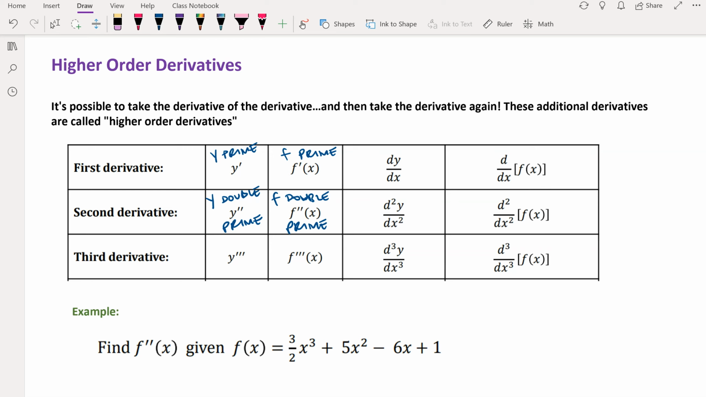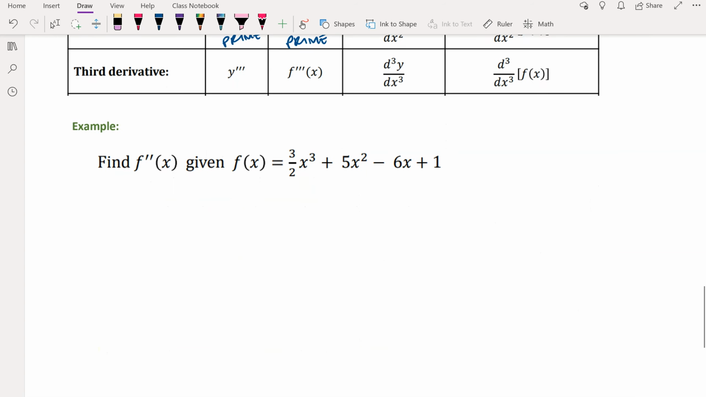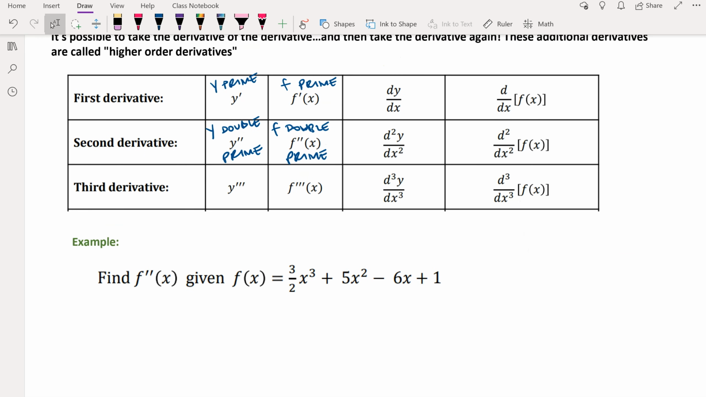Okay. So we're just going to do one higher order derivative, and then we are done with notes for the day. All right. Here is our example. Y'all don't have to have this whole table in your notes. You just need to know that there are higher order derivatives and know how to say them. So f prime, f double prime, y double prime, and so on. All right, and you do need to know this. So write down this example.